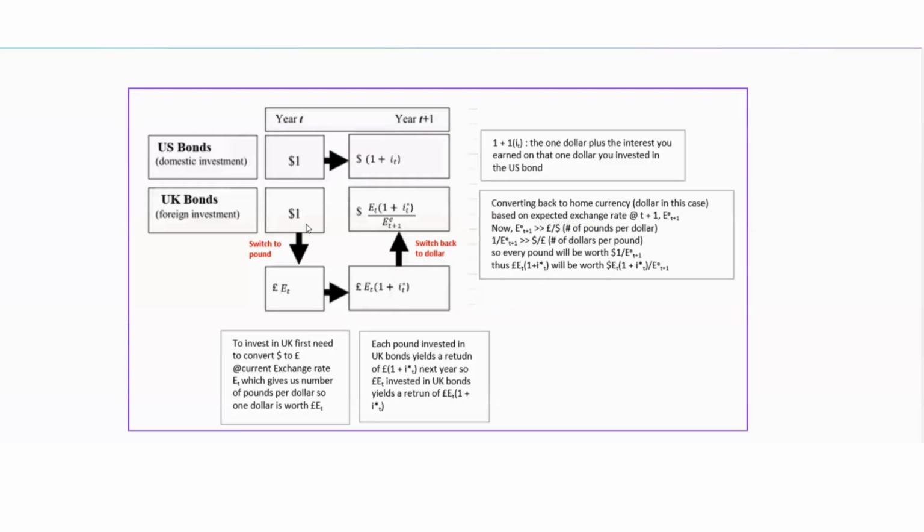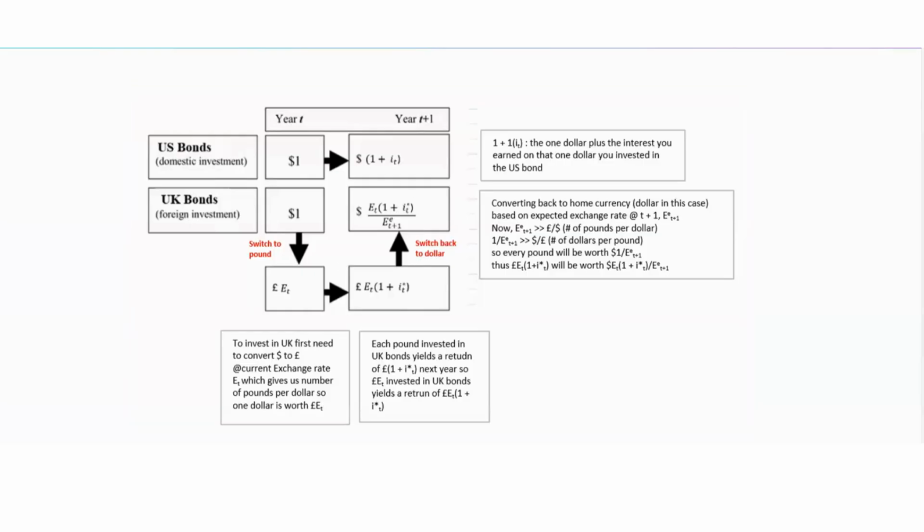So you started off with $1, you want to invest it in the foreign bond, you need to first convert it into pounds, right, at the current exchange rate. And then you'll invest it in the UK bond, and after a year, once your investment is over, you need to convert it back into the home currency based on the expected exchange rate. Because when you're considering this decision at E_t, you do not know what the exchange rate at E_t plus 1 is going to be. So the best you can do is use the expected exchange rate. So this tells us that for every dollar invested in the US bond, from the perspective of the US investor, he'll get 1 plus i_t dollars next year. If instead he had invested a dollar in the UK bond, this is how many dollars he would get.